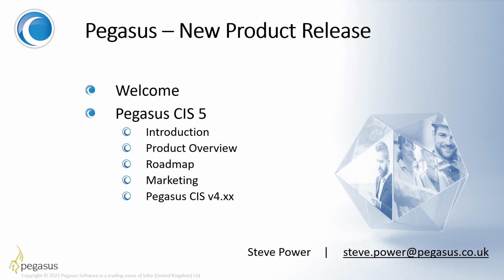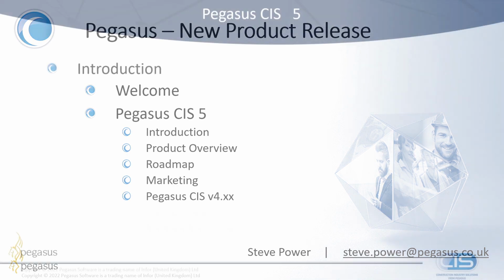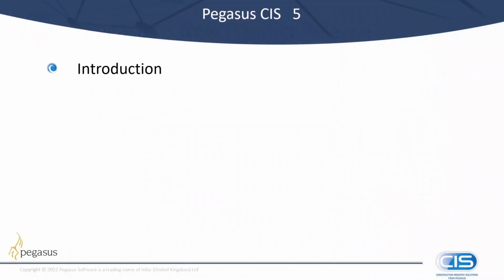I'll also take you through the vision of what we have for the product, and we'll also have a look at the marketing materials that we put together. And then finally, I'll talk a little bit about the current version of CIS 4 point whatever as we move forward. Okay. Let's get started with this session.